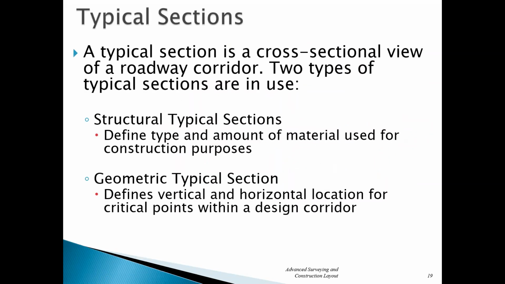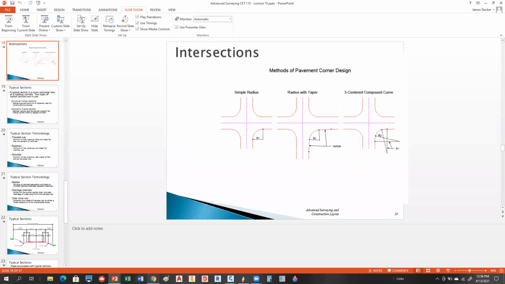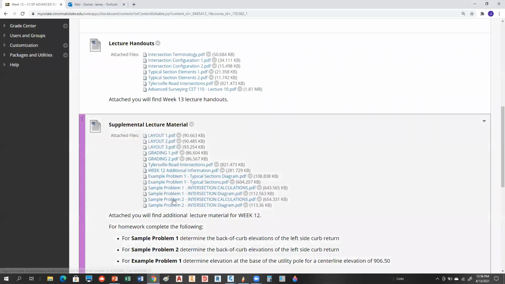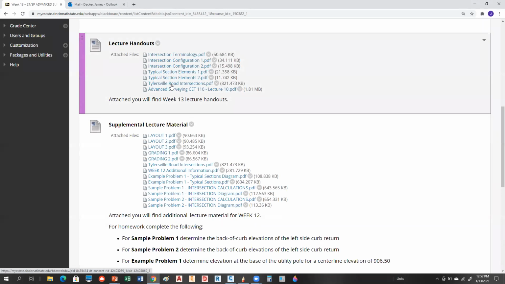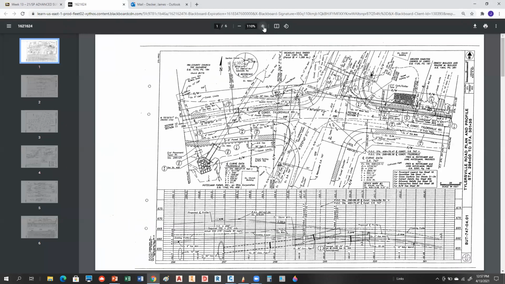So the typical section is what we're going to encounter here, but I want to switch over real quick. I want to look at that Tylersville set of plans with you real quick. So let me escape out of here. You guys should be able to pull this up on yours. I'm looking at this thing called the Tylersville Road Intersections PDF. And let me see if I can zoom this up.